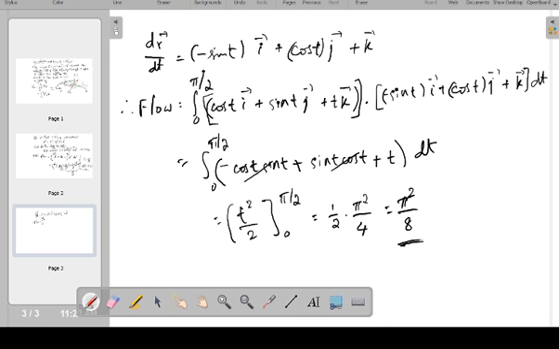Hope you understood. Answer is correct, I think. If there is a mistake, please let me know.